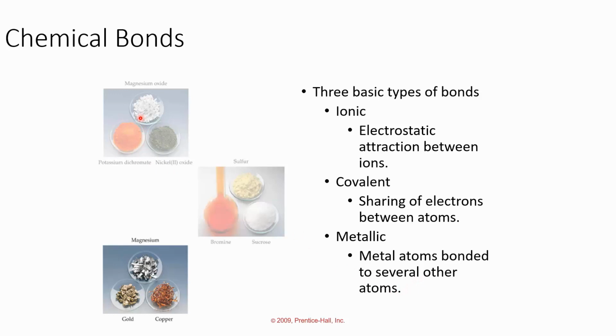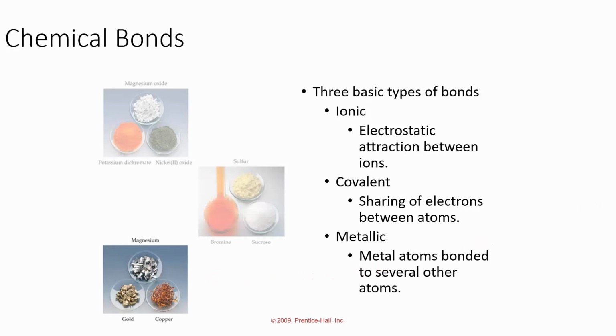Here you can see an example for ionic bond, for example, in magnesium oxide, electrostatic attraction between magnesium and oxygen. Here covalent, for example, in sulfur, bromine, sucrose. And here you can see a metallic bond in gold, copper, and magnesium, which are formed by electrons that are relatively free to move through the metal.